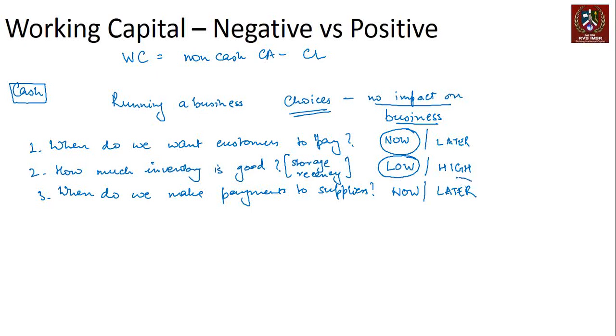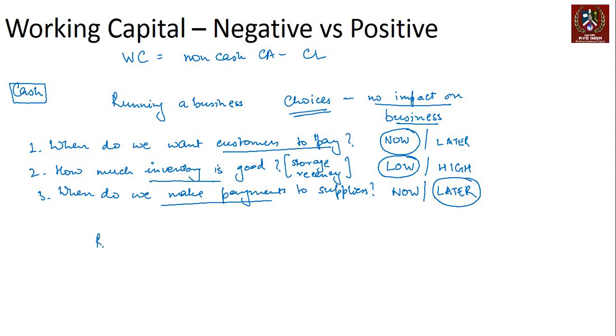So logically, given a choice, we should try and delay the payments a little bit at least to all our suppliers. So what have we come to? We are saying we want customers to pay right now. We want inventory to be low and we want to make payments later, right? Let's summarize all of this.